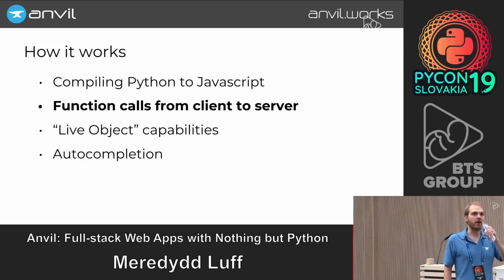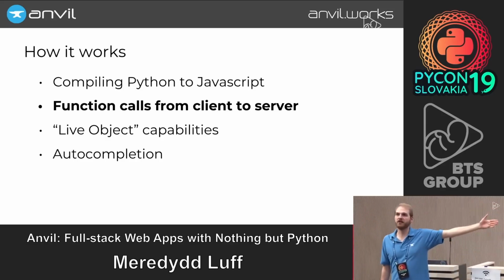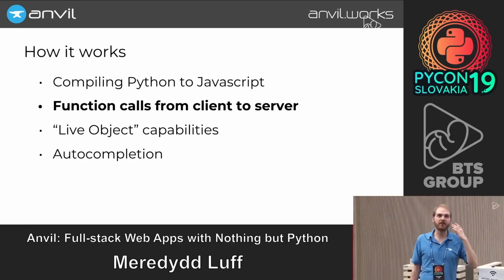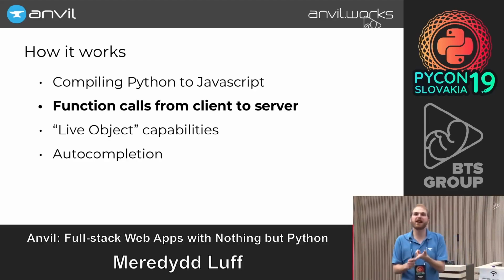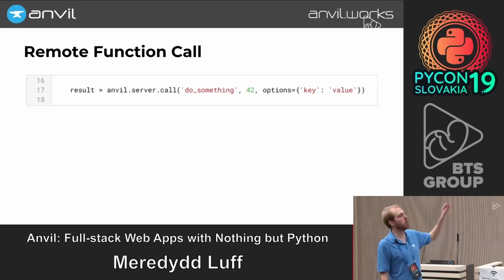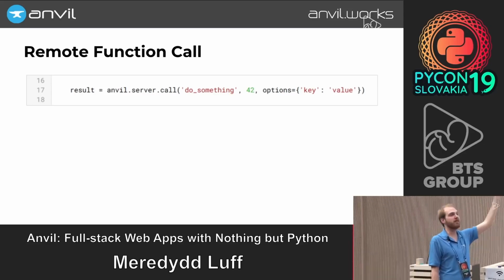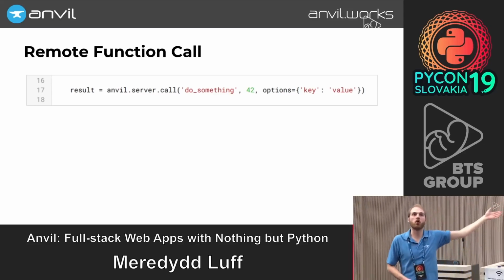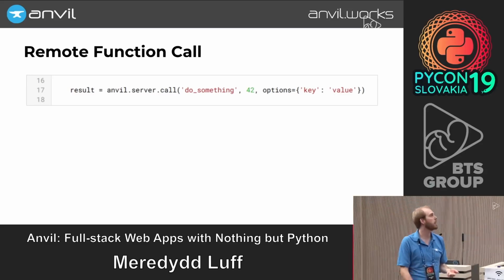Here's another thing you saw me doing out there. I was making these calls from client to server, right? In an ordinary web app, that would be routing and REST endpoints and JSON mashing. Here, it's just a call. We go anvil.server.call. We give it a function name, and we give it some arguments. It's a Python call. We've got positional arguments, keyword arguments, and return values.